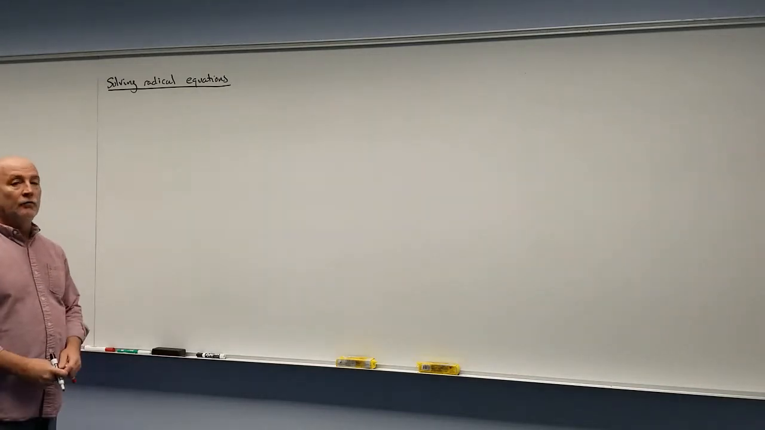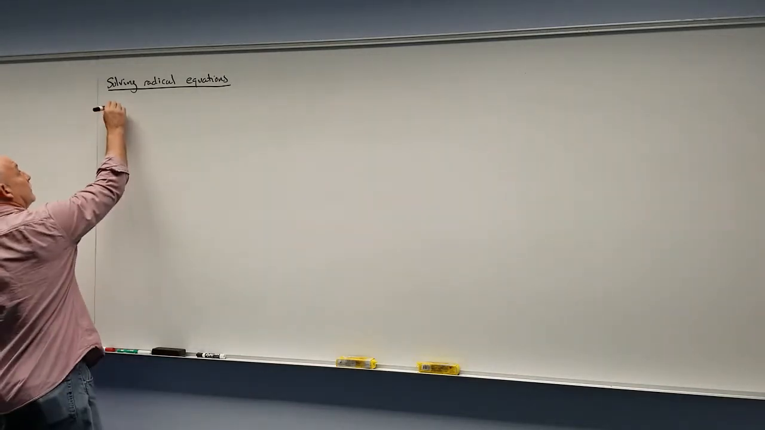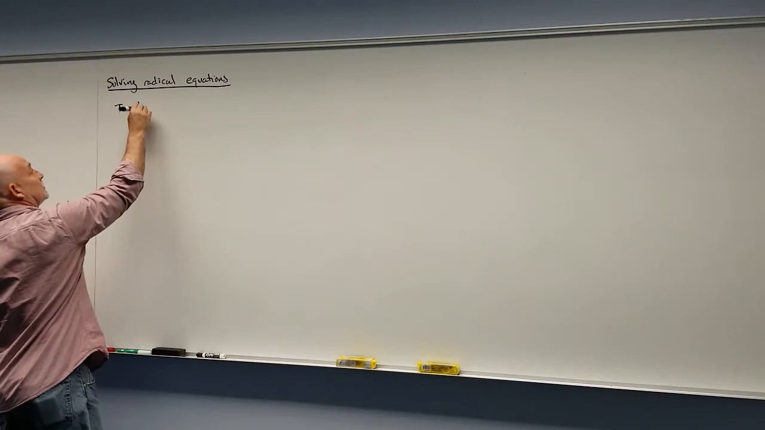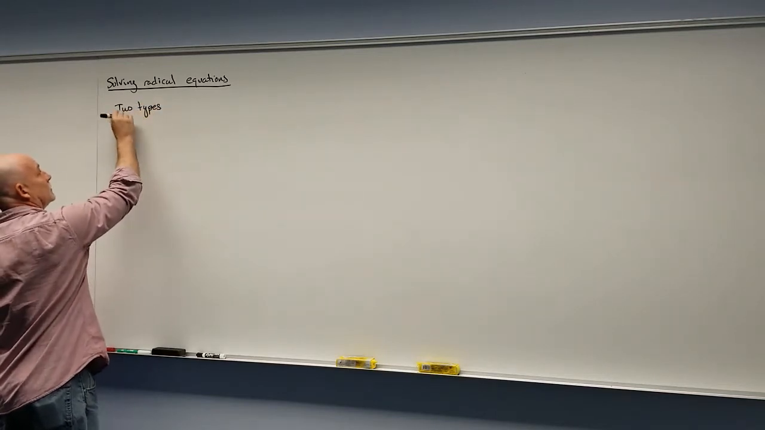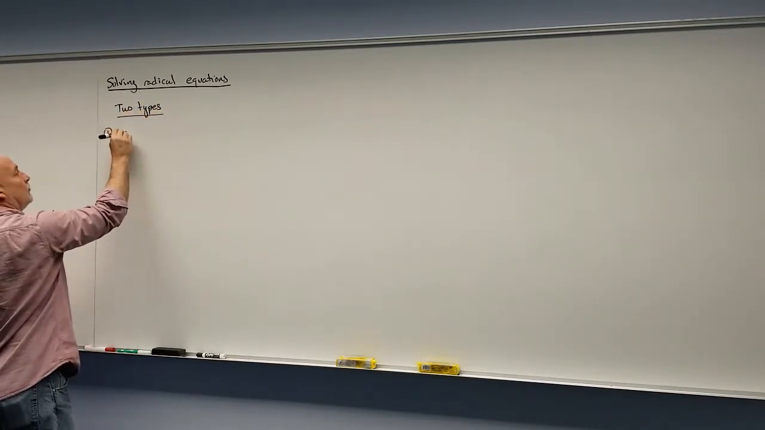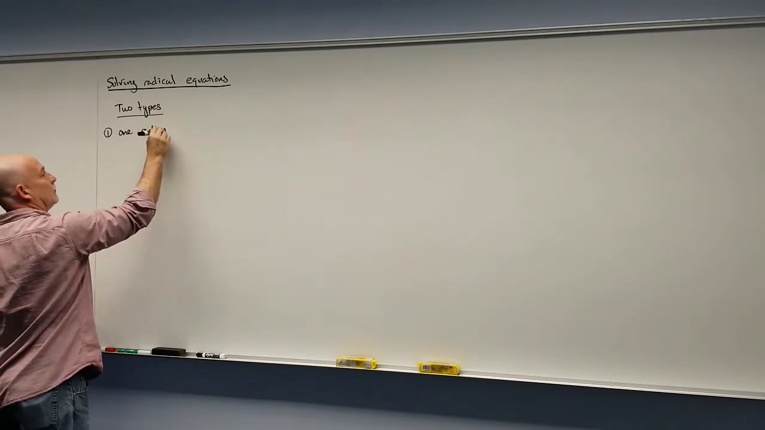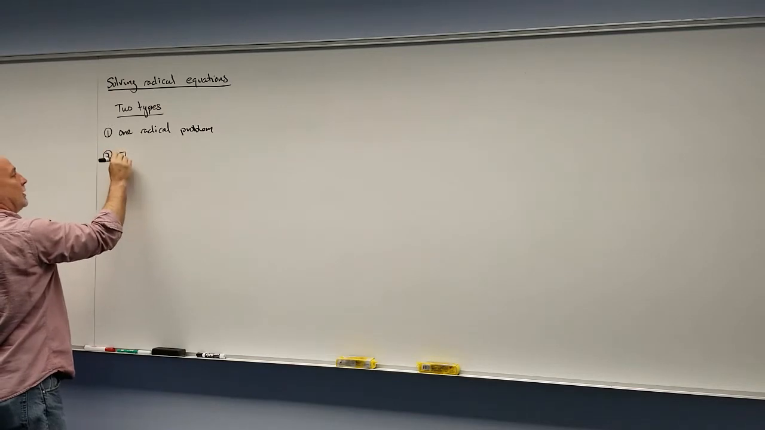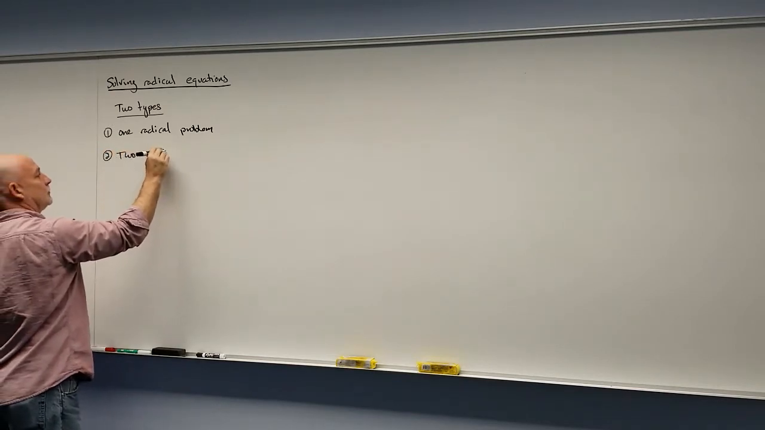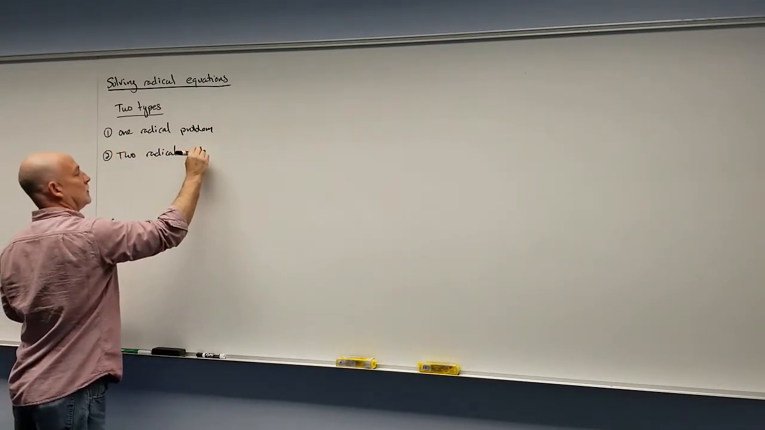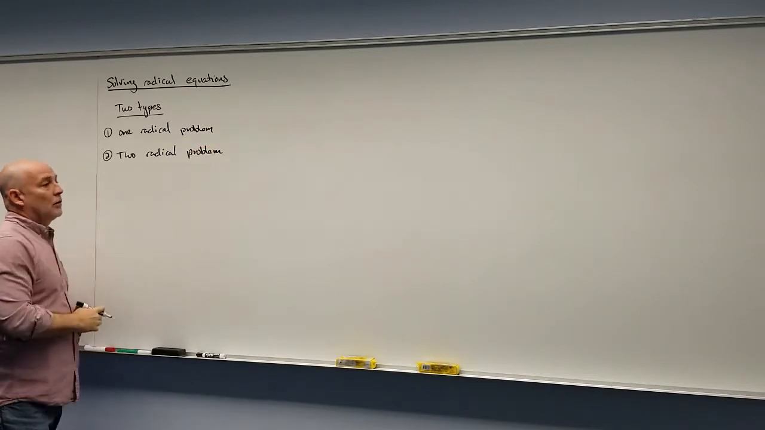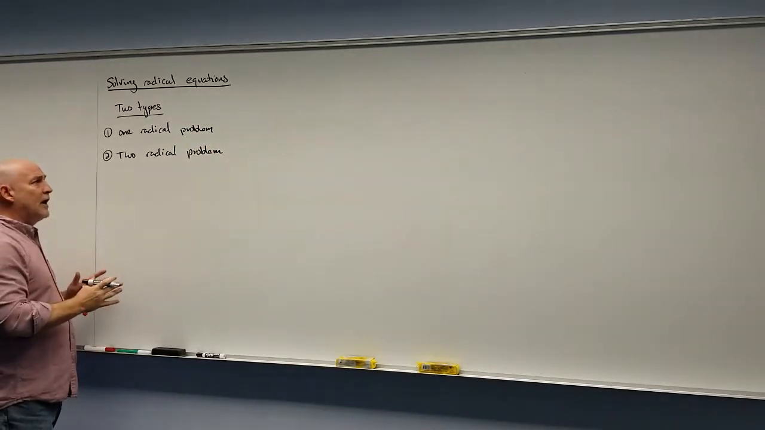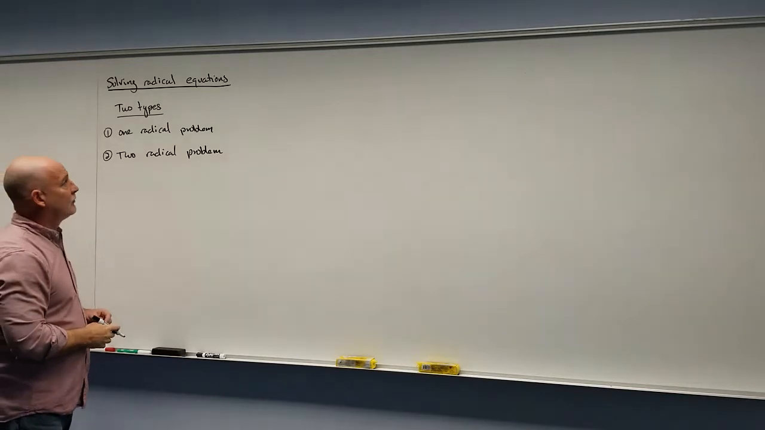Let's look at how to solve radical equations. Today we're going to look at two types of radical equations: a one radical problem and a two radical problem. For each one of those, the steps really aren't that different, just one's a little bit more complicated than the other.